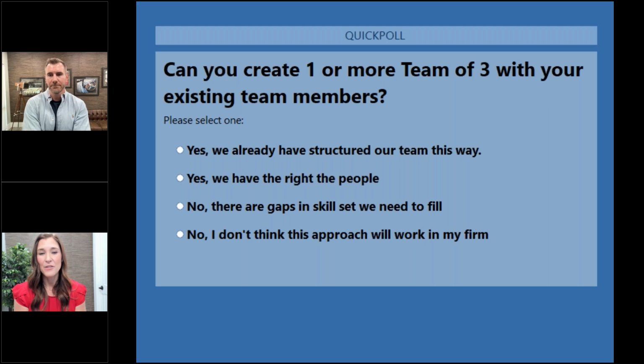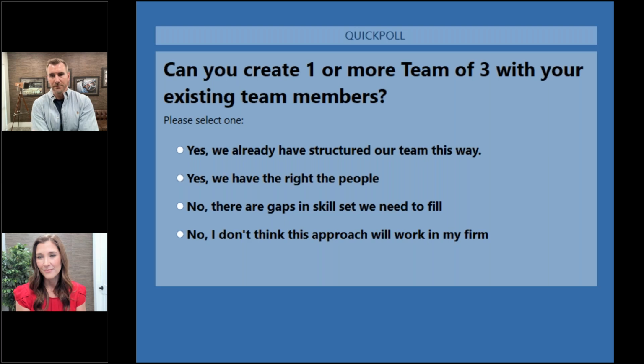All right, so I think you guys can see that poll because people are answering it, even though I can't see that poll. But looking to see, can you create one or more teams of 3 with the current team members that you have?